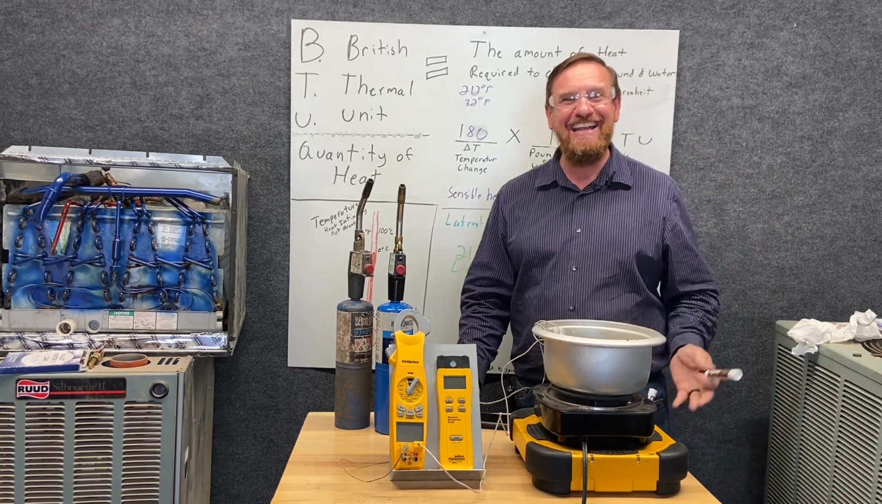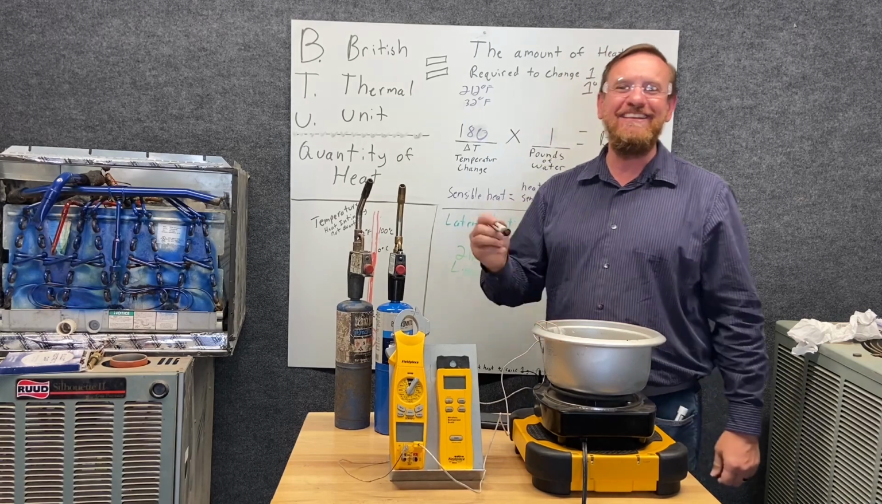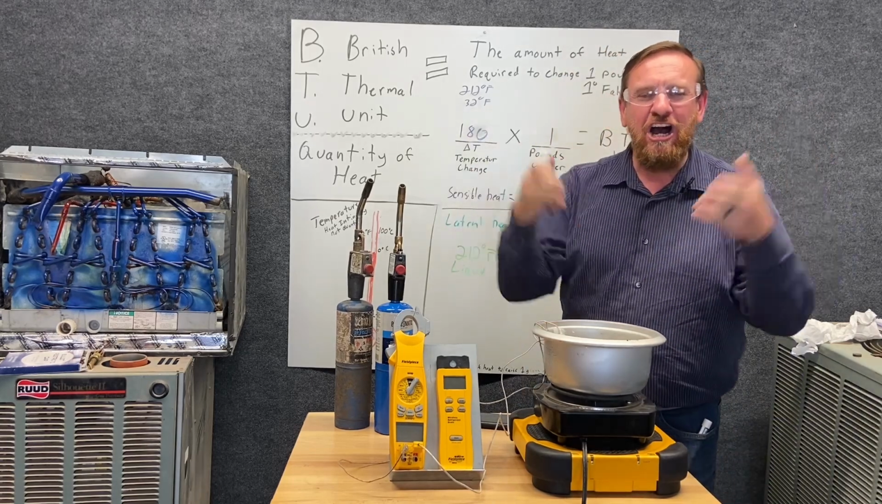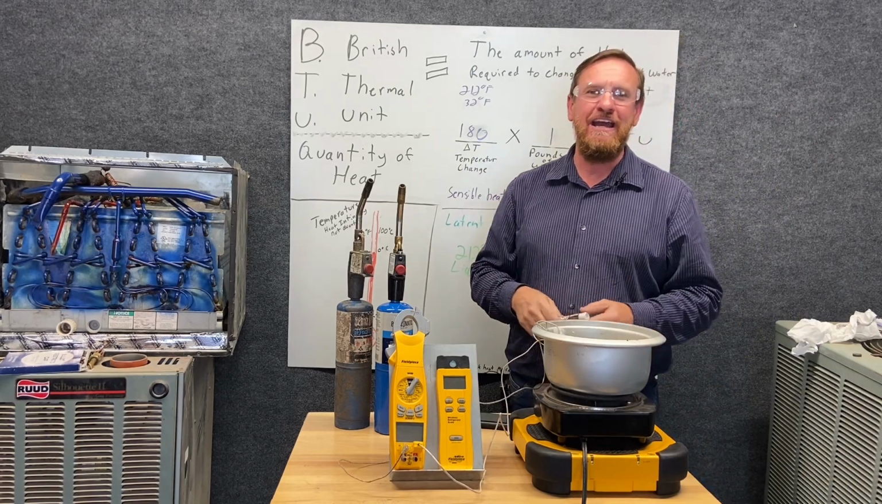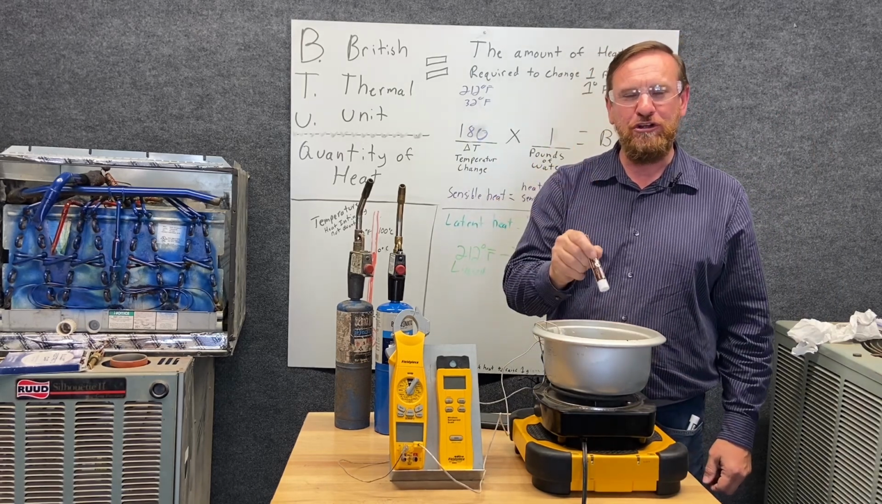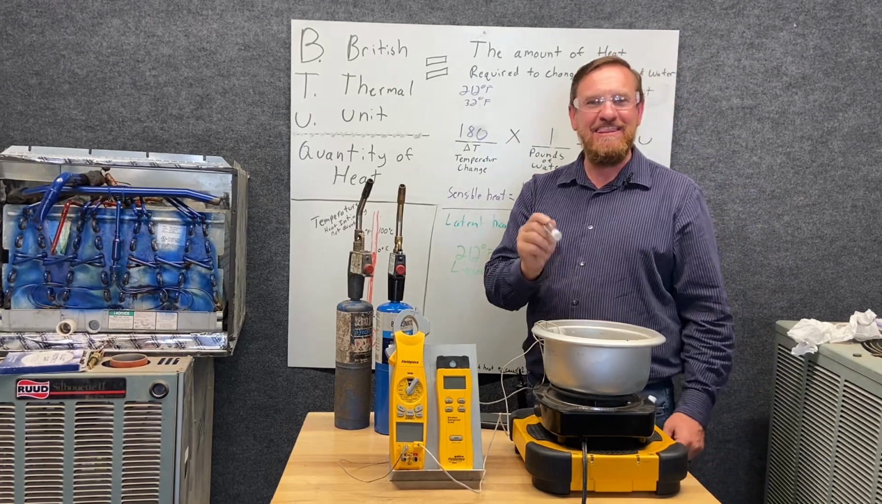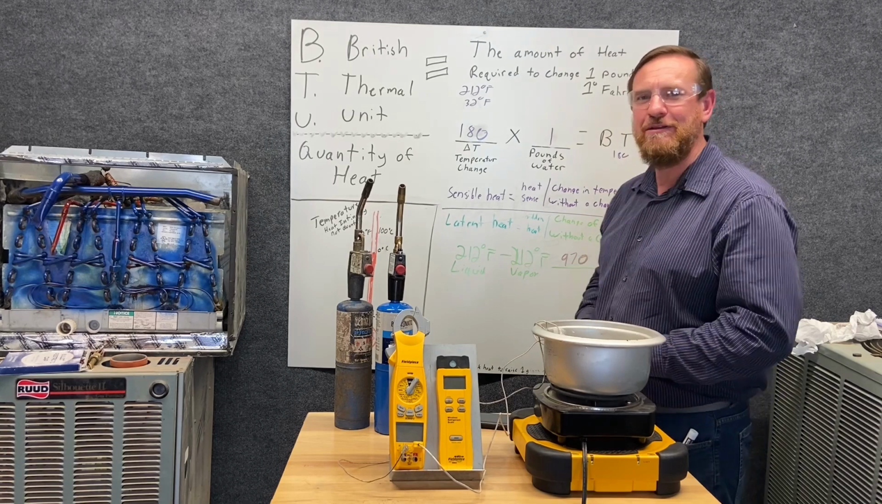It takes 970 BTUs of heat energy. I have to put into this water 970 BTUs of heat energy, and it will make it change state from 212 liquid to 212 vapor. That is latent heat. That's latent heat, 970 BTUs.